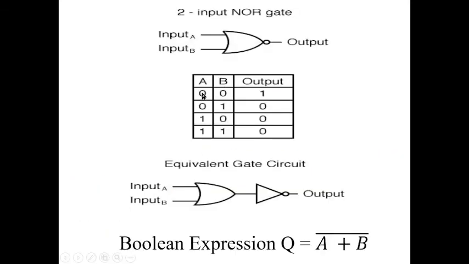As you can see, when A is 0, B is 0, output is 1. When A is 0, B is 1, the output is 0. When A is 1, B is 0, output is 0. When A is 1, B is 1, the output is 0. Which simply means that for the output of this gate to be high, all the inputs must be low. So it is a direct opposite of your OR gate. As you can see, this is your OR gate and this is a NOT gate added at the output to make it a NOR gate.